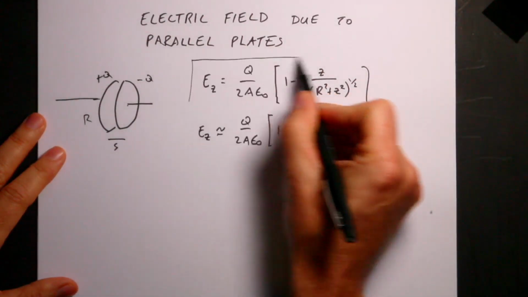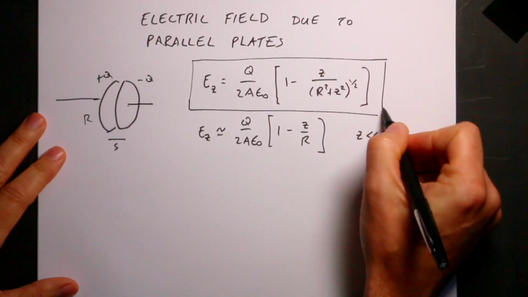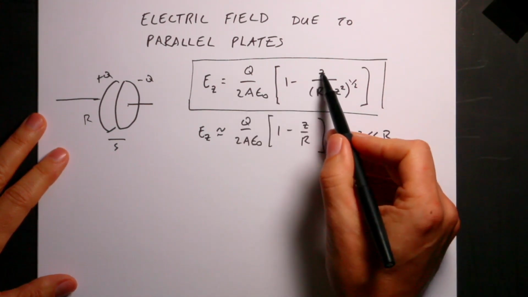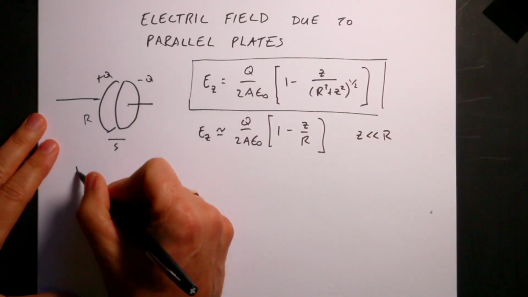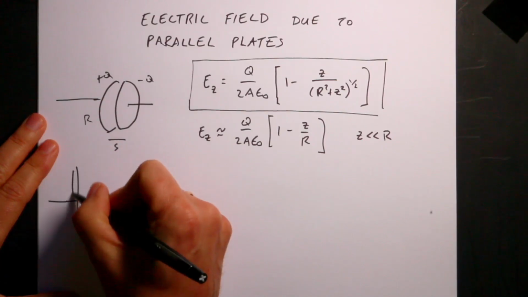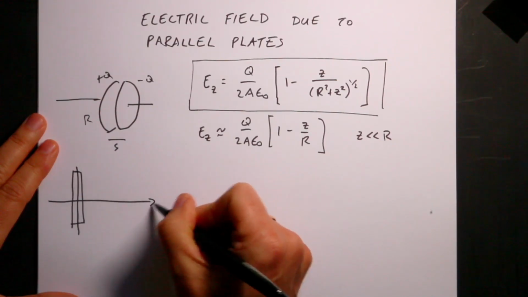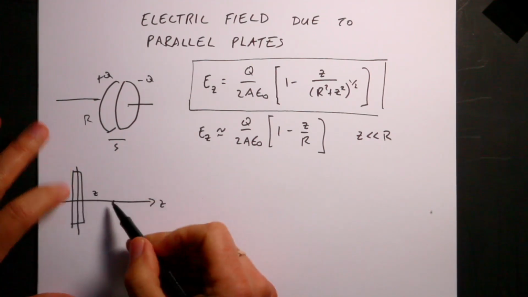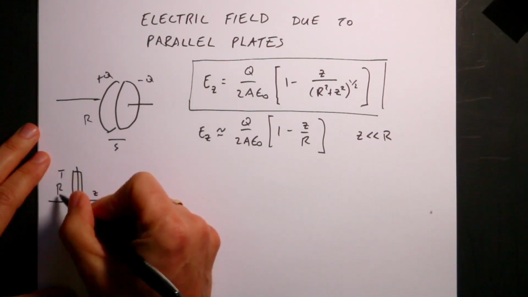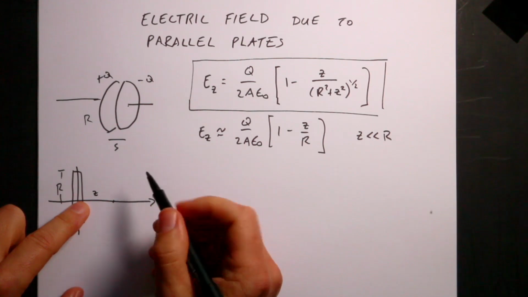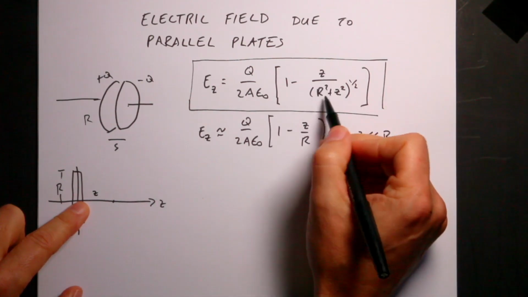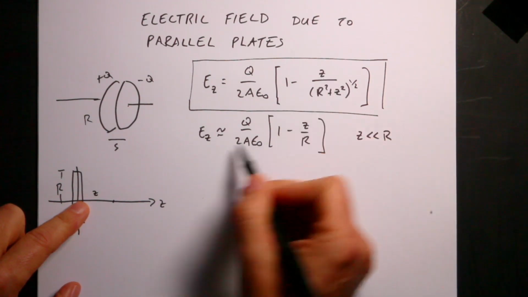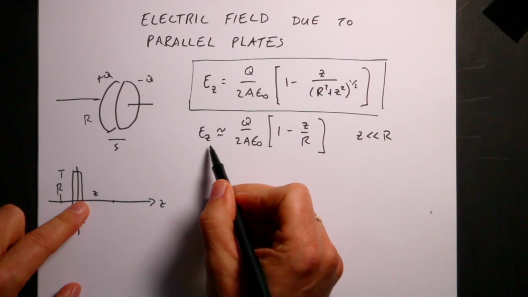Now, this is the exact model for the electric field due to a disk on the z-axis. Let me draw it like this. Here's my one plate on the xy plane, and that's z. If I'm really close to this, and this is r, if z is very small compared to r, then up here, r squared plus z squared is really just r squared. Then I take that to the 1/2 power, and I get z over r.